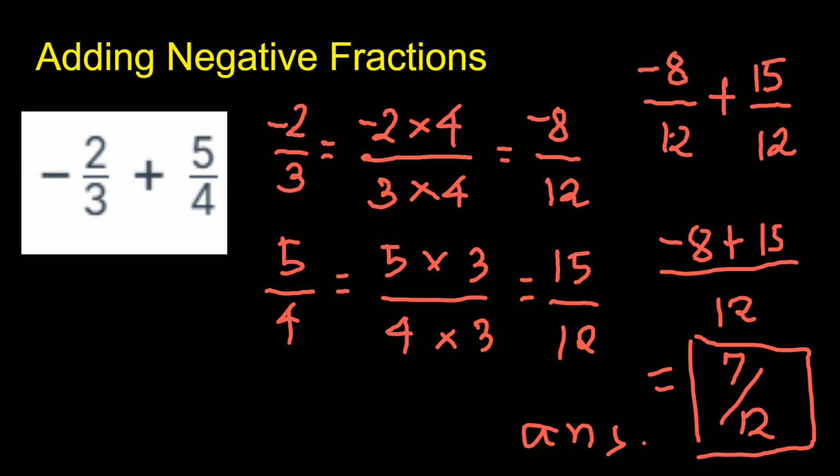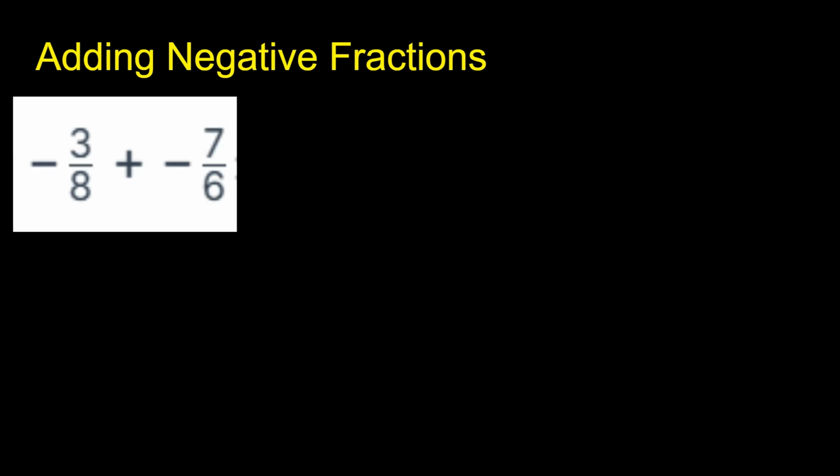Okay. We move on. How about the second one? So we have here negative 3/8 plus negative 7/6, or we can also call this negative 7 over 6.